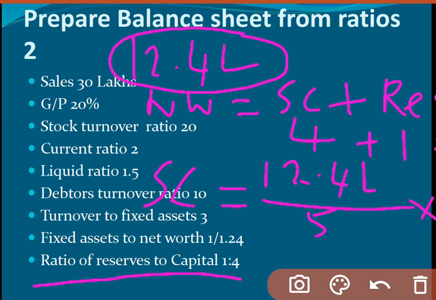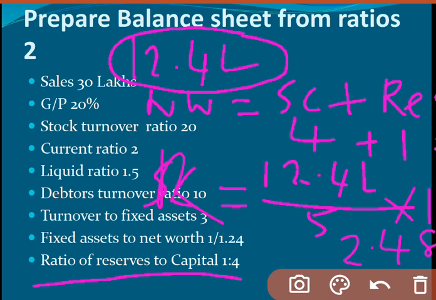Reserve is calculated in a similar way. That is, reserve is equal to 12.4 lakhs divided by 5 into 1, which is 2.48 lakhs. Okay, reserve amount is 2.48 lakhs. I think all the items related to the balance sheet are over.